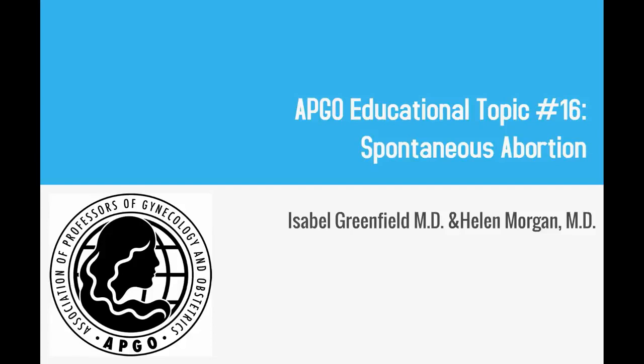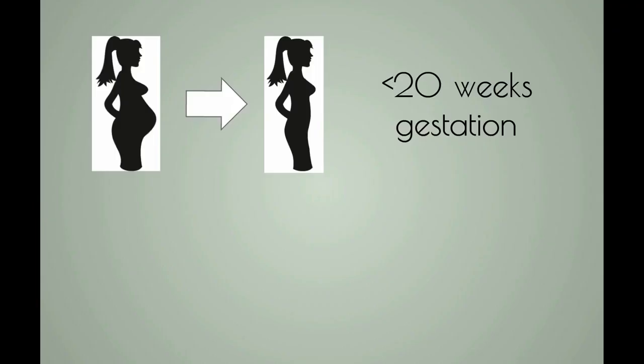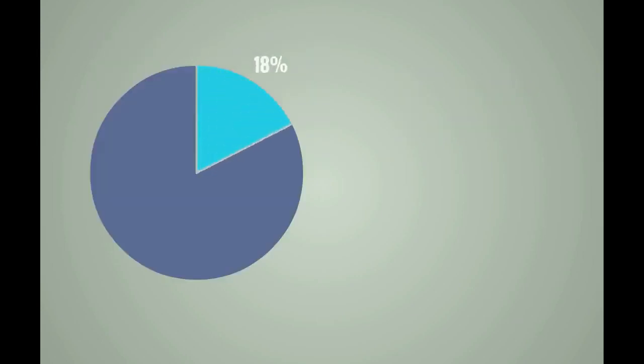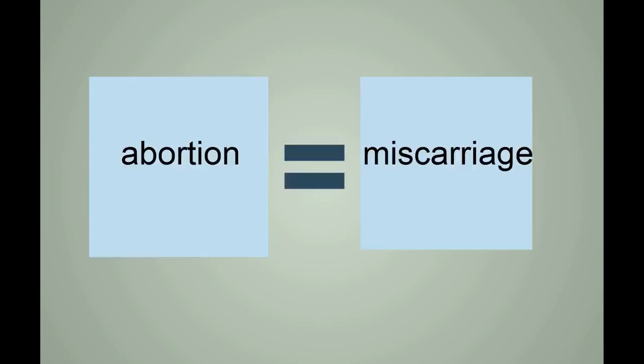APCO Educational Topic Number 16, Spontaneous Abortion. Spontaneous abortion is the loss of a pregnancy before 20 weeks gestation. It affects up to 20% of recognized pregnancies. Note that medically, the term abortion refers to miscarriage.